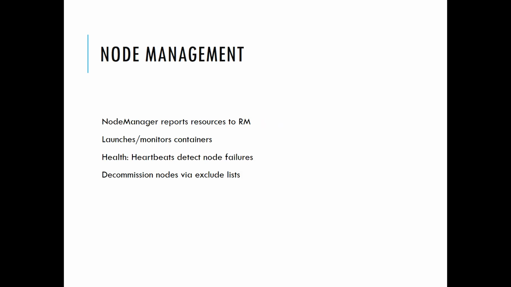The resource manager's view of the cluster is built from node managers. Each node manager on every slave node periodically sends heartbeats to the RM, reporting its available resources. The RM uses these heartbeats to detect node failures. The node manager is also responsible for launching and monitoring the containers allocated by the RM. For maintenance, administrators can decommission nodes gracefully by adding them to an exclude list, allowing running tasks to complete without scheduling new ones on that node.